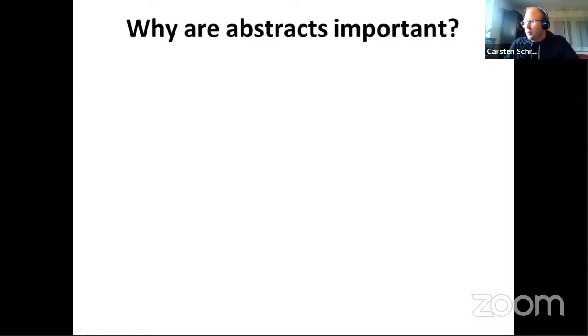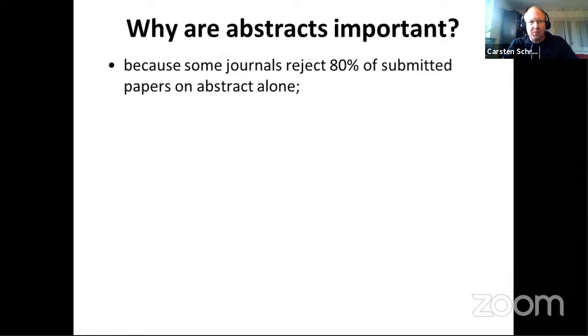So why are abstracts important? There are many reasons, because most journals, especially the high-ranking ones, reject 80% of their submitted papers on the abstract alone, because the abstract is the first thing the editor will read. It's also the first thing the referee will read, and it doesn't matter whether it's a referee for a paper or also if it's the referee for a proposal for funding that you submitted somewhere. So if you make a good impression in the abstract, the first impression is always very important, then it will hold for the rest.